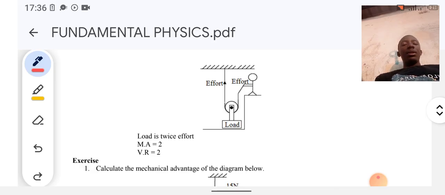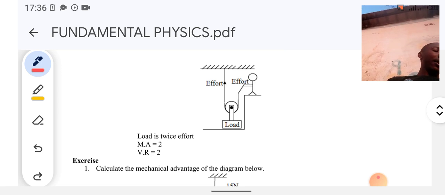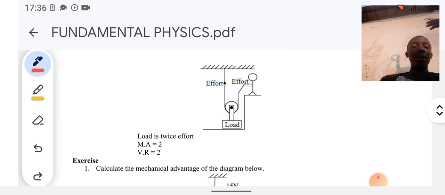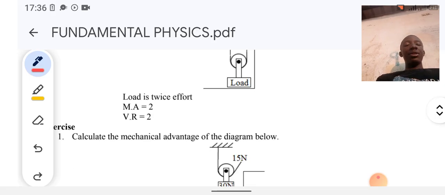Equals 6. You simply count the number of lines in the middle here, or the number of wheels applied here. That's how you find the velocity ratio.